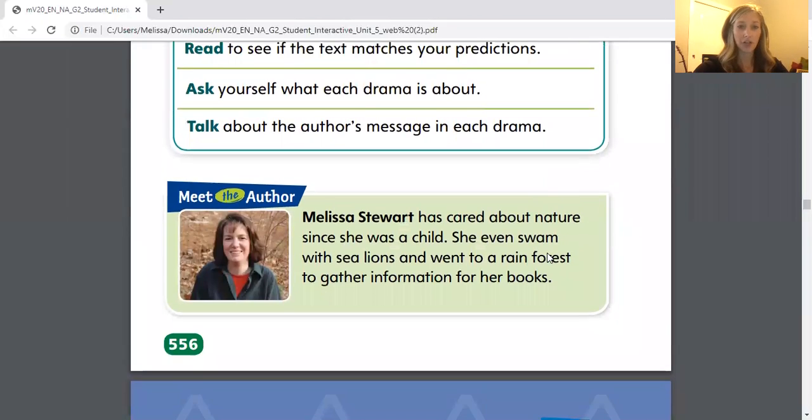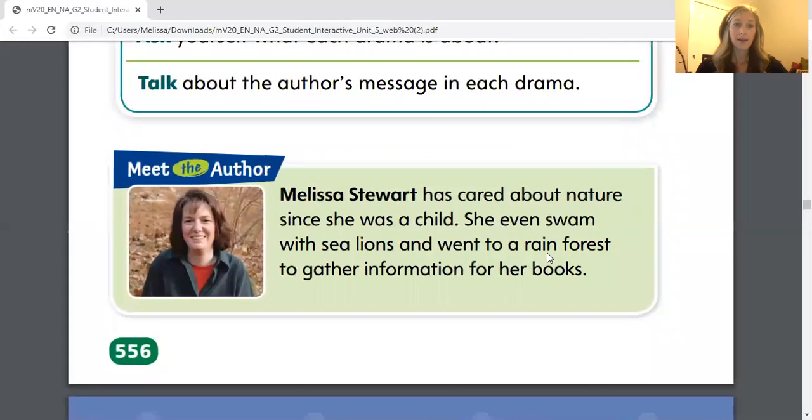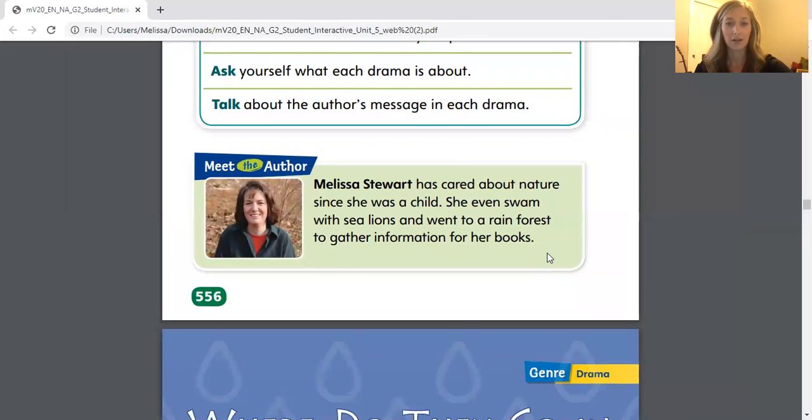Let's take a look at the author. Her name is Melissa Stewart. And below Meet the Author, it says, Melissa Stewart has cared about nature since she was a child. She even swam with sea lions and went to a rainforest to gather information for her books. Wow, that's pretty awesome. So she took the time to actually research through her experiences before writing her books.